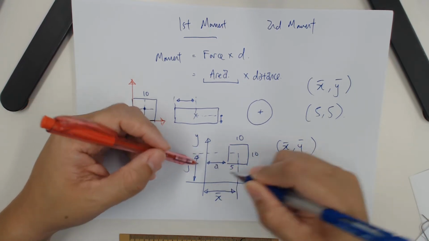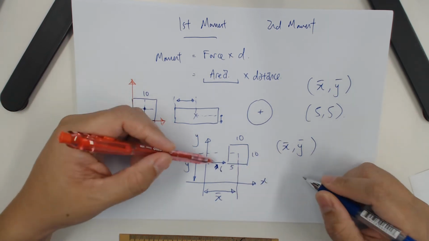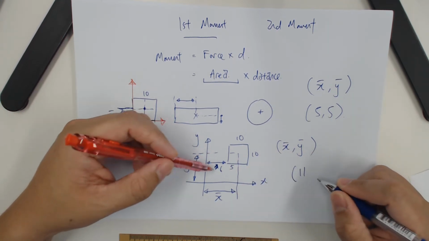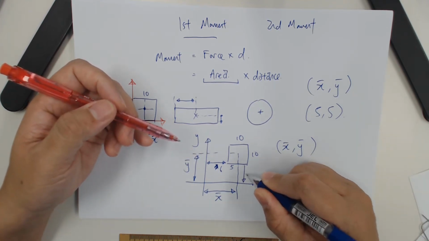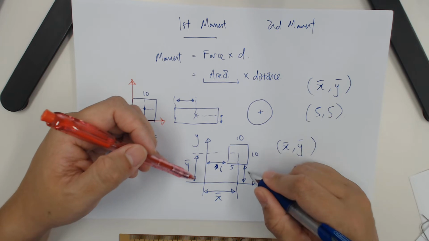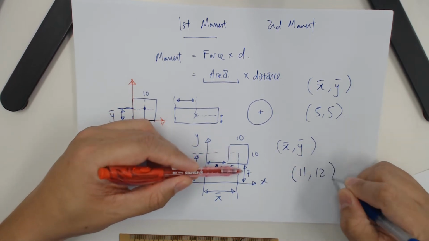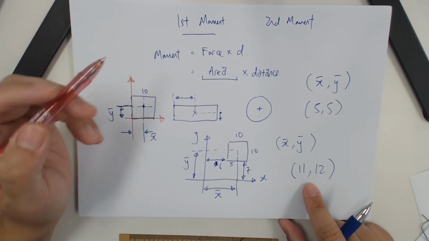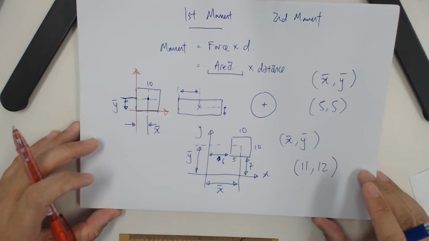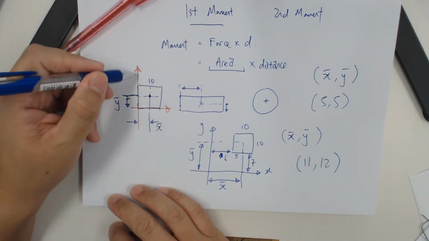Let's make this 6. Then your x bar would be 11, it won't be 5. And if this square is above the x-axis by maybe 7, then your y bar would be 5 plus 7, which is 12. That's why where you place the axis is so important. In a typical Mechanics 2 question, usually they will be placed in this manner.